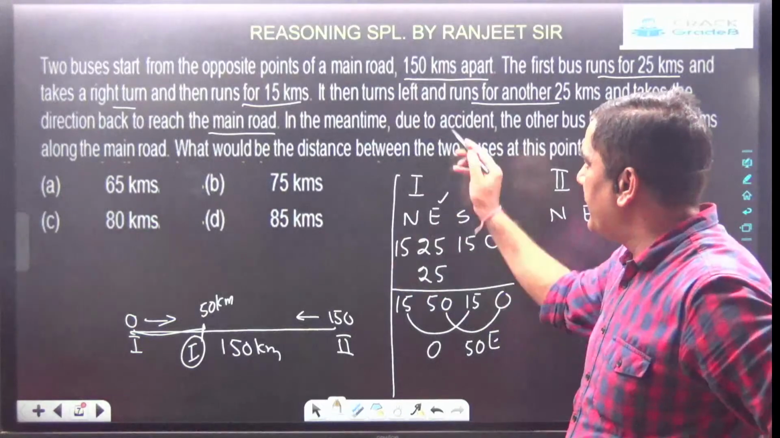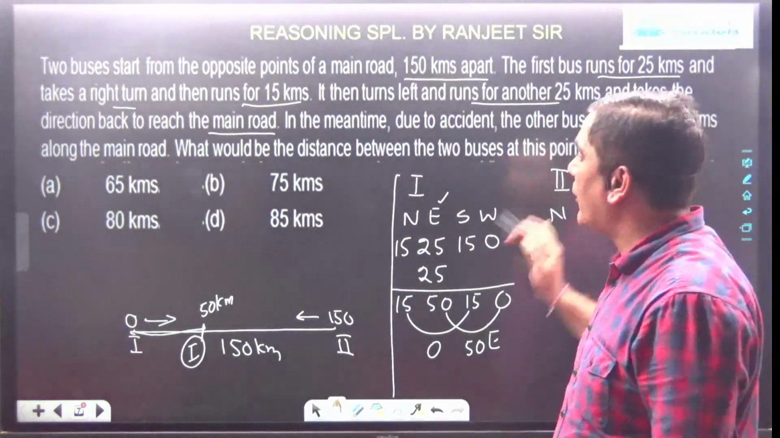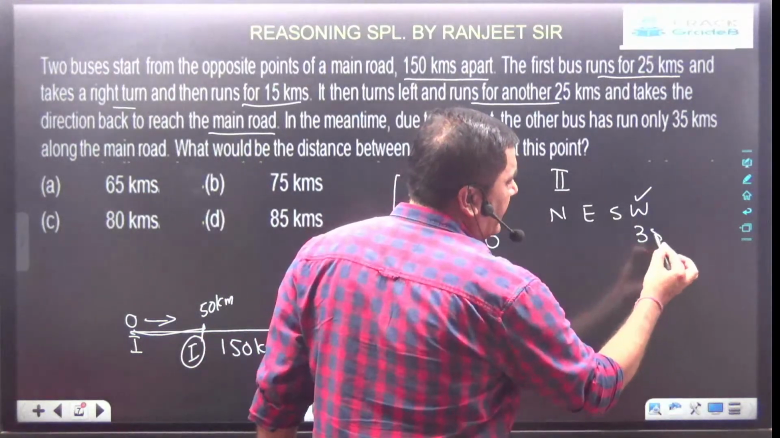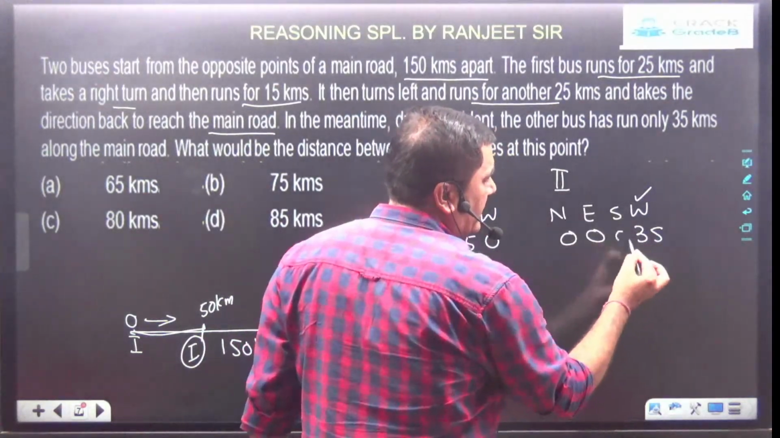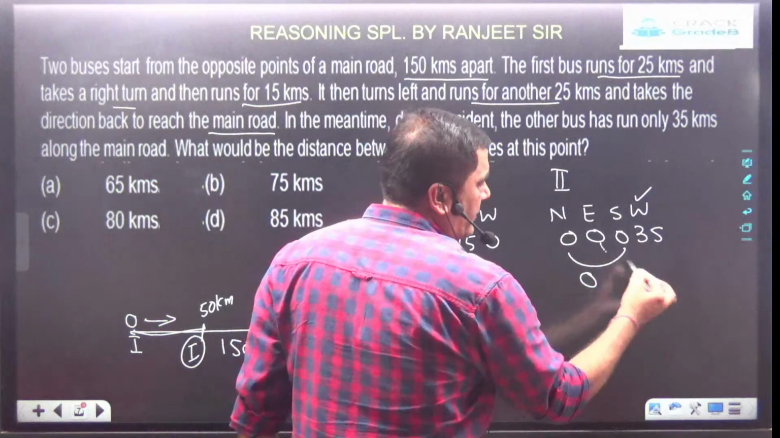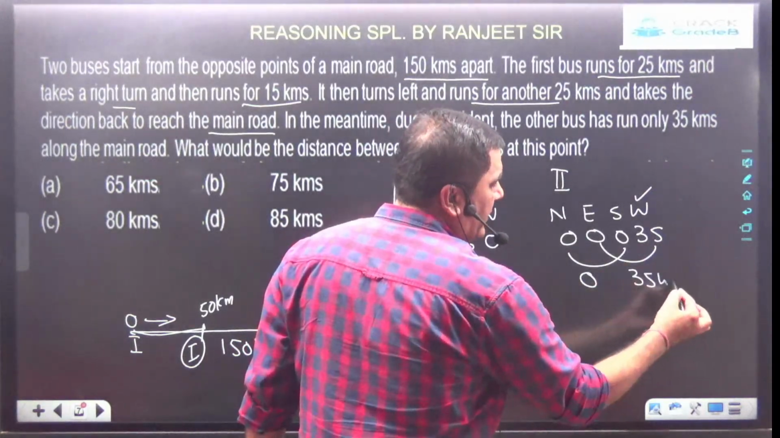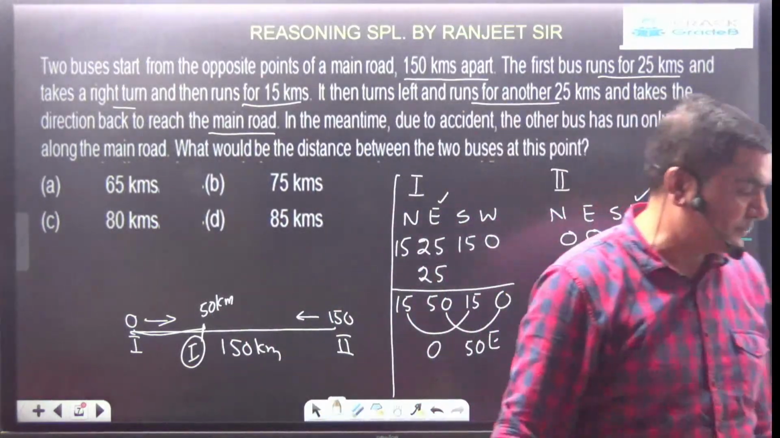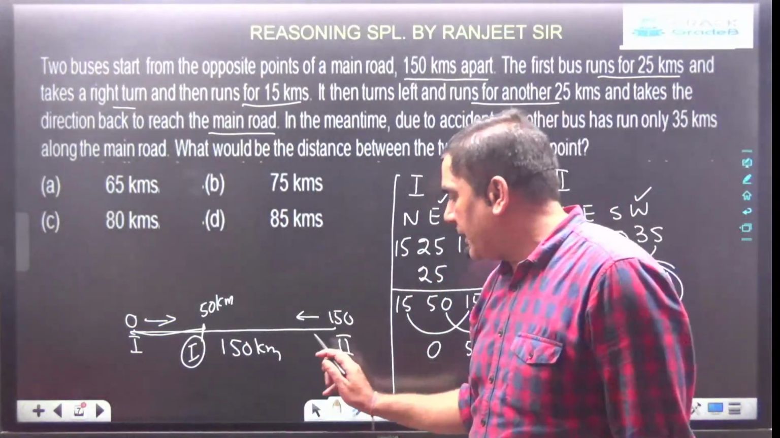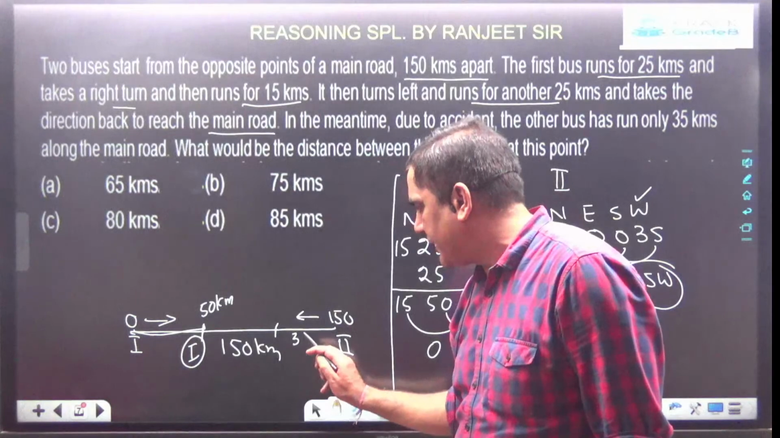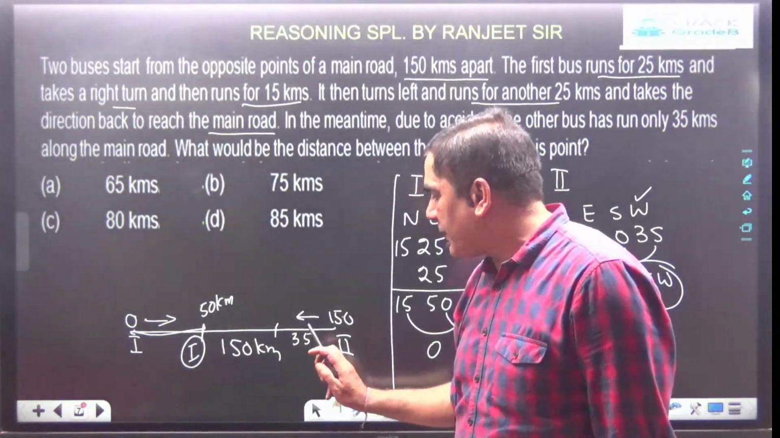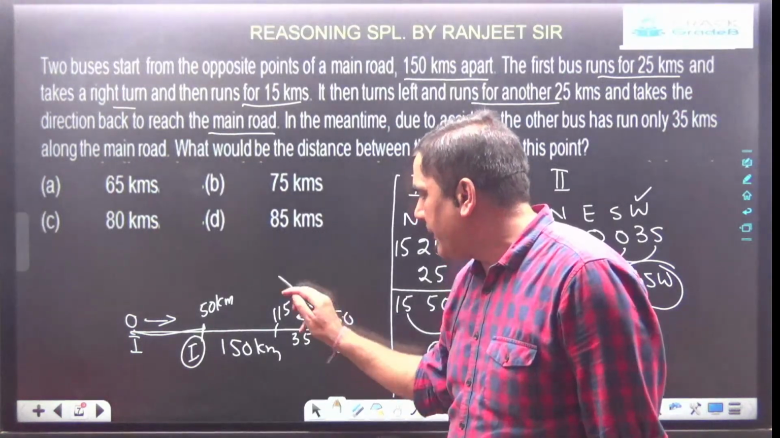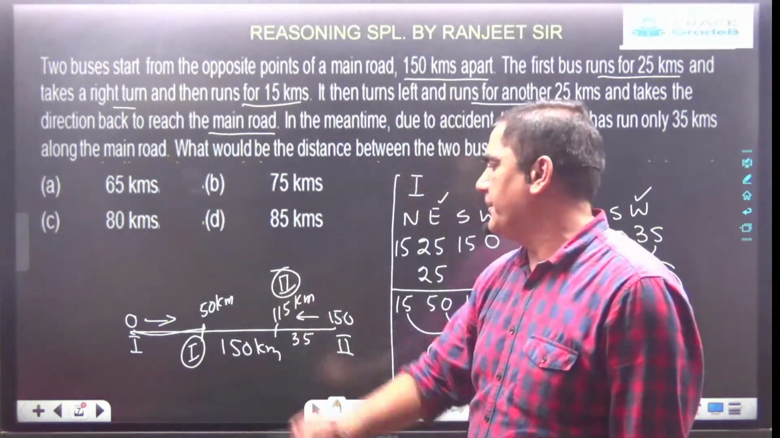In the meantime, due to an accident, the other bus has run only 35 kilometers along the main road. Means the bus will cover only 35 in the west direction. This will be 0. This will be 35 west. So the second bus will go 35 west. West means left. So from 150 the bus will go 35 kilometers to the left. So 150 minus 35 means 115. So the second bus will be at 115.